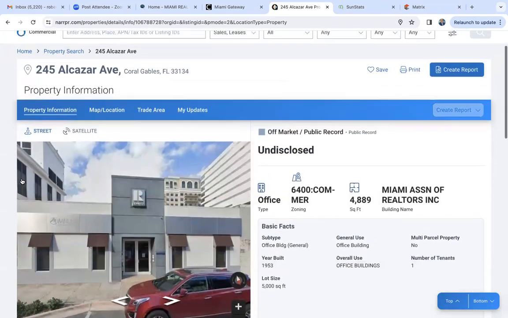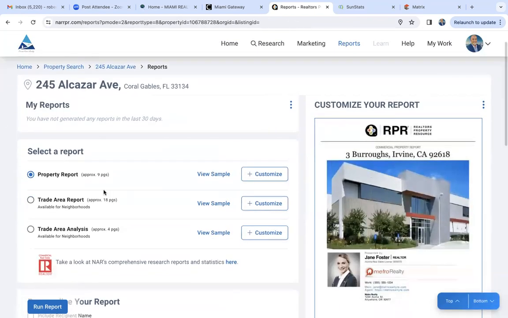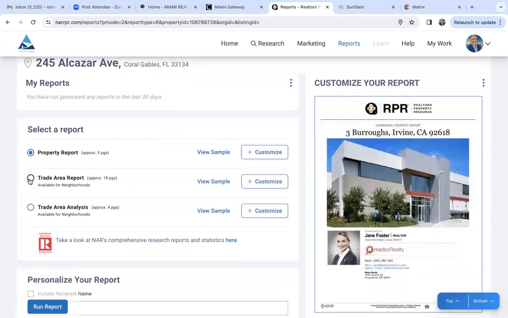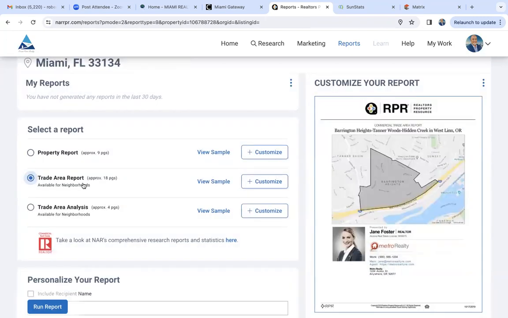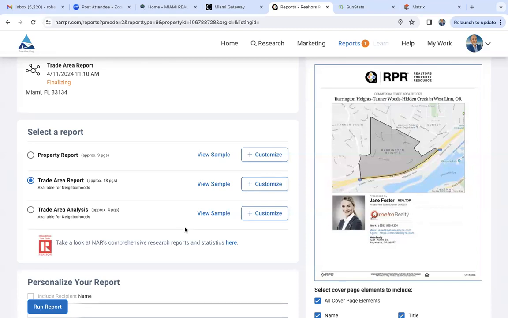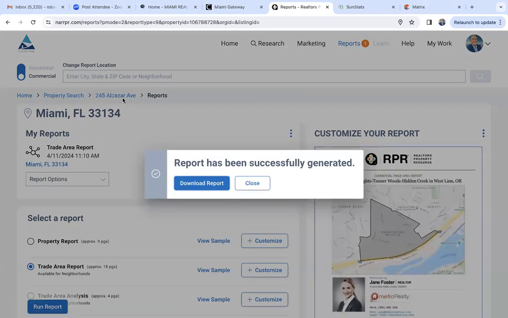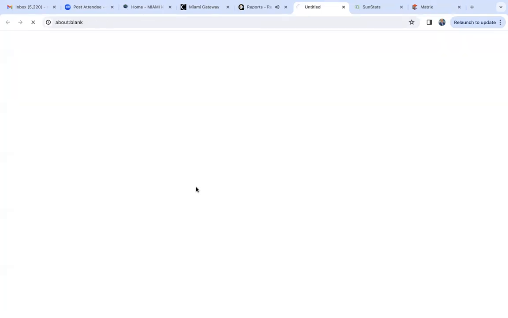And we want to go ahead and run a report. We want to come over here to where it says create a report, and we want to run what's called the trade area report. Let's go ahead and take a look. We're going to click on run report, and within a minute, RPR is going to alert us that the report is ready. Now, your client who's interested in purchasing 245 Alcazar Avenue, or maybe leasing the office space, wants to know the demographic in the neighborhood, right? We're going to go ahead and click on download report and let's show it to you.